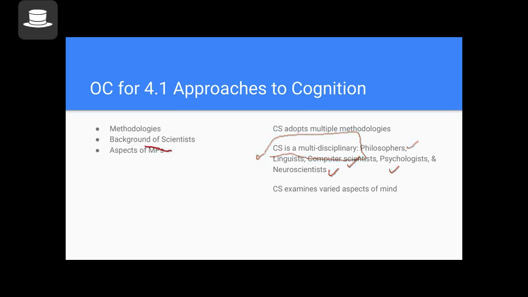The other difference between these two approaches is the aspect of mental processes that we study. Cognitive science, because it's a multidisciplinary field, examines various aspects of the human mind. And then we get a bigger picture of what cognition is and how the human mind works by putting together the workings of the human mind from multiple perspectives.